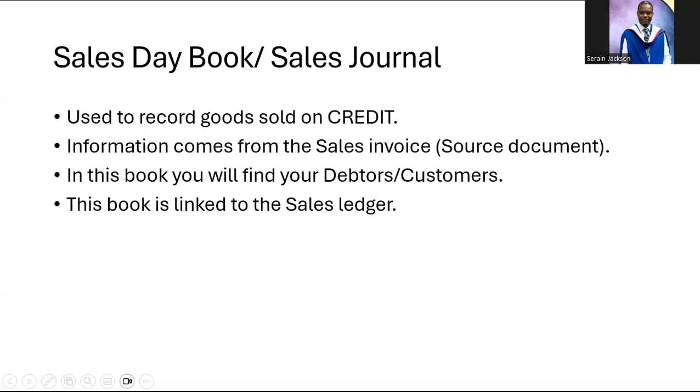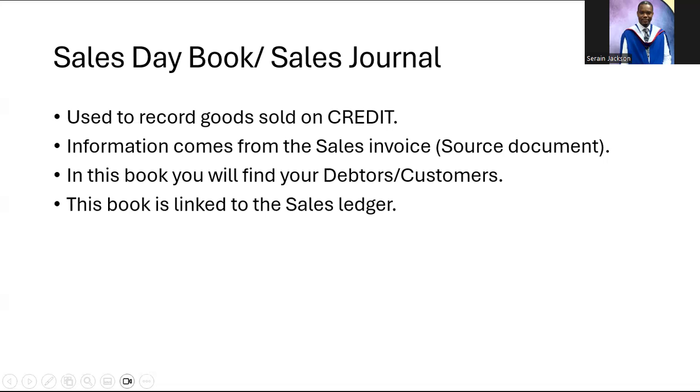When you're talking about goods being sold on credit, it has to be goods and it has to be sold on credit for you to record it in the sales journal or the sales daybook. All right, so you have to remember that. The next thing that is very important is that the source document that you will use to record this information comes from the sales invoice. So the sales invoice is the source document that you will use to record this information from.